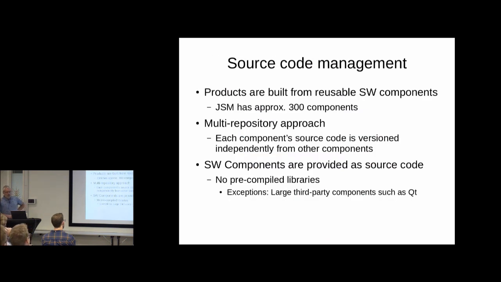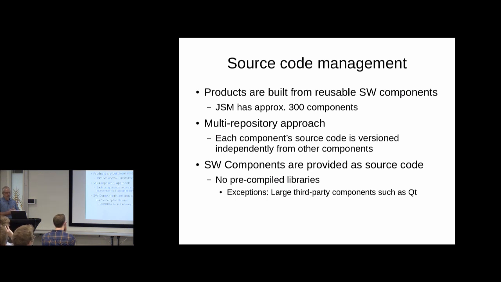Our products are built from reusable software components, and for the JSM flight software, I think it's built from something like 200 components. But when we take into account simulators and test stations, we probably have 300 components. And we version every component independently from other components. Therefore, we use a multi-repository approach to our source code management.